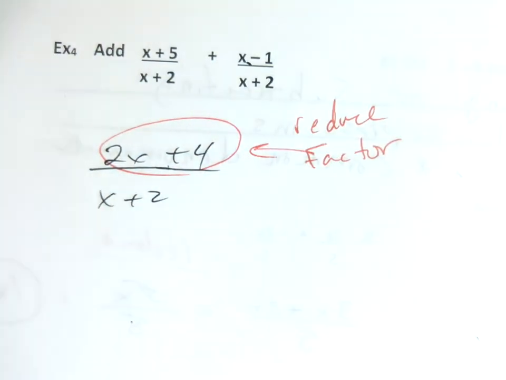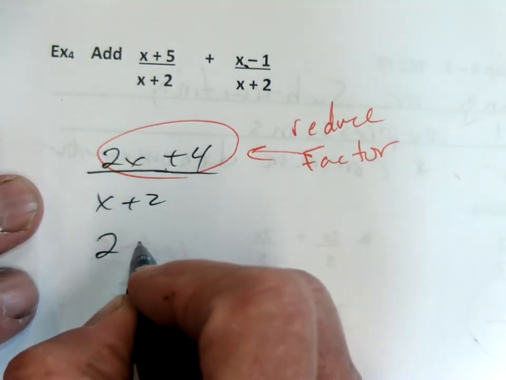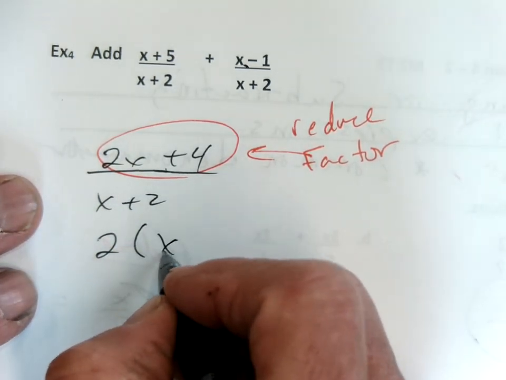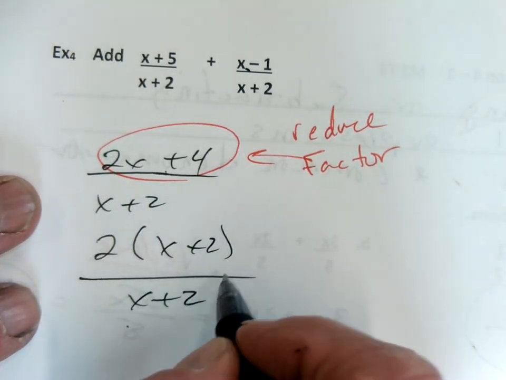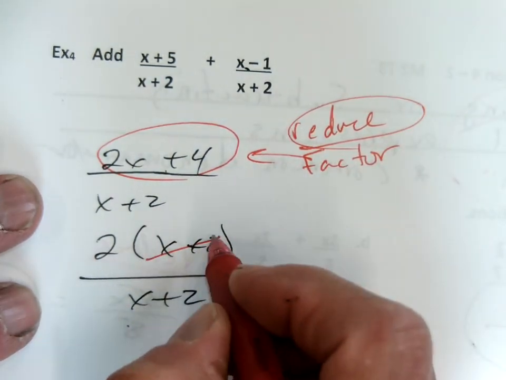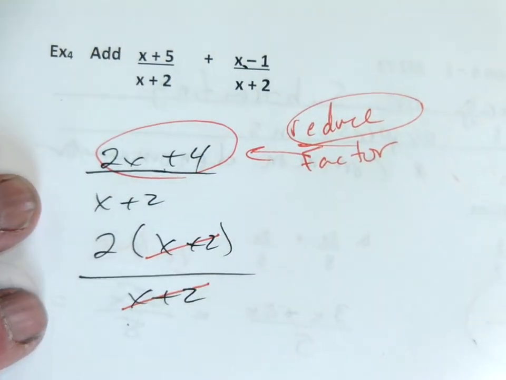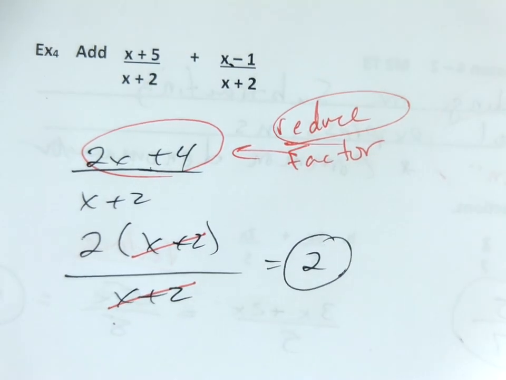Let's factor the numerator and see what happens. I factor out a common factor of 2 from 2x plus 4, right? 2 times x plus 2 over x plus 2. And then from here we can cancel x plus 2 over x plus 2, and our answer is just 2. Okay? Again, if I'm going too fast, just pause it and get caught up.